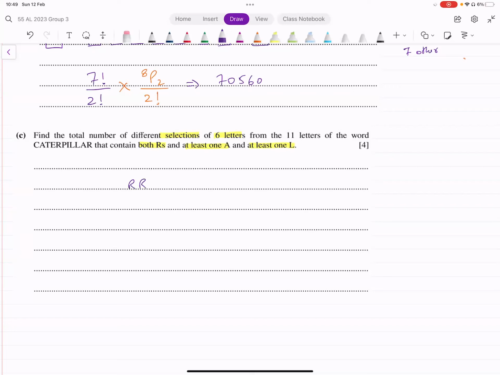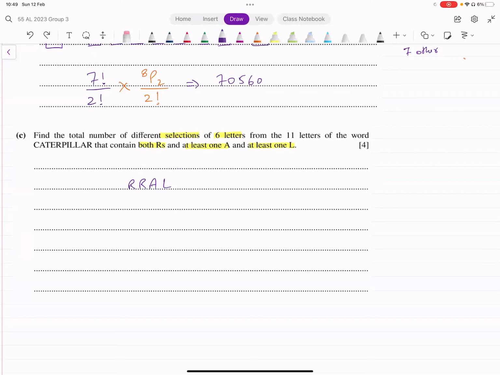That means out of these 6 letters, the 2 R's are already selected, so they have to be selected. Now there has to be at least one A, so that A is also selected. And you have to have at least one L, so one L is also selected. This is already done. These are all already selected.